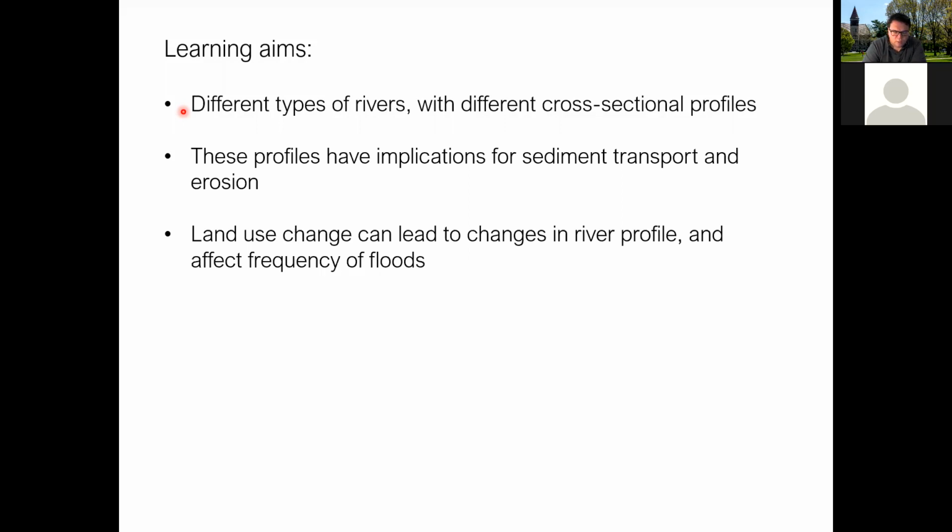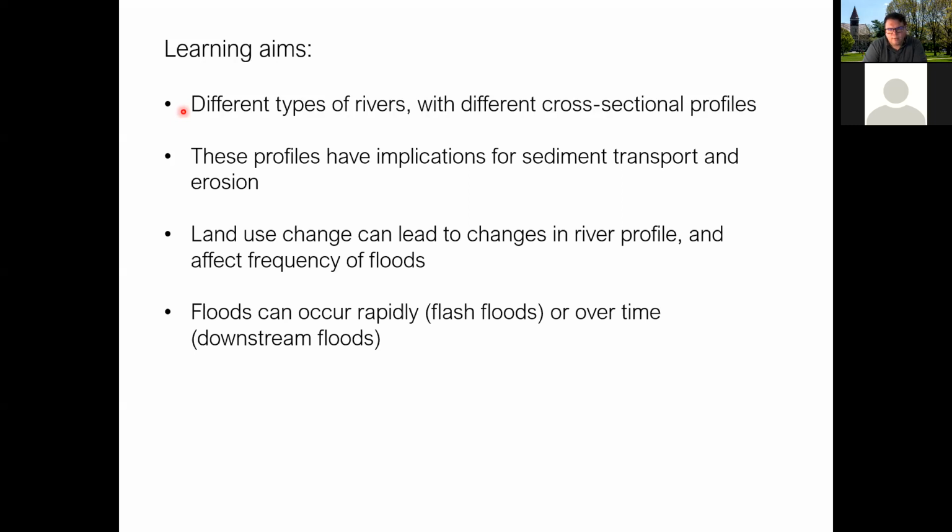We're also going to talk, although probably not today, about how land use change can lead to changes in river profile and frequency of floods. This is a major issue that affects society in a profound way. In addition to the sustainability aspects of population growth we talked about earlier in the semester, the way that increasing population is using land is changing quite dramatically. In many cases, that can affect the likelihood for the frequency and degree of flooding to increase.